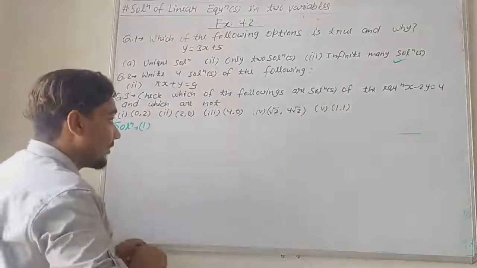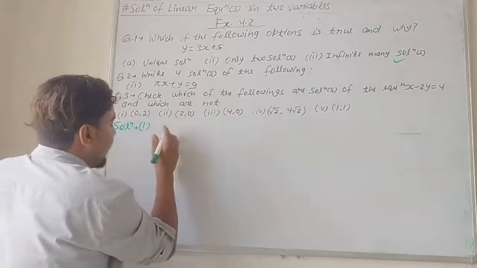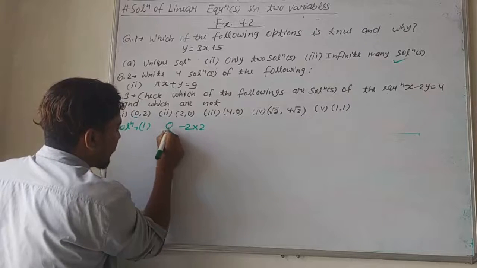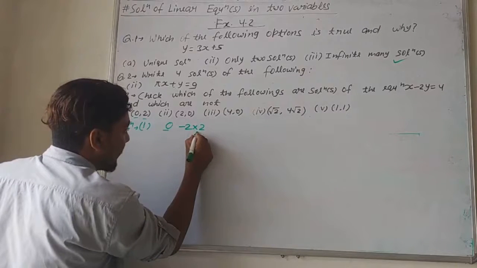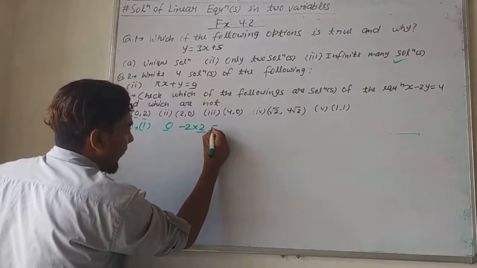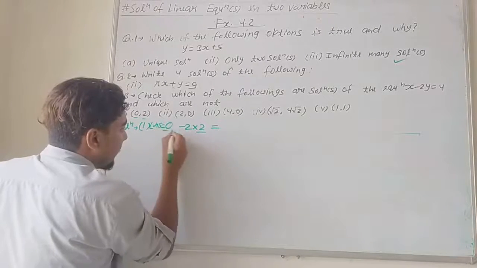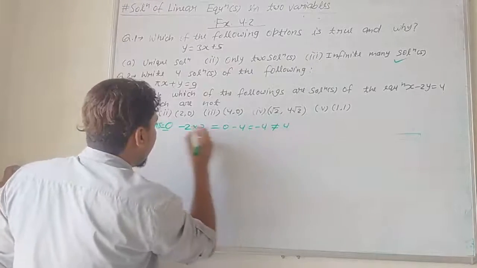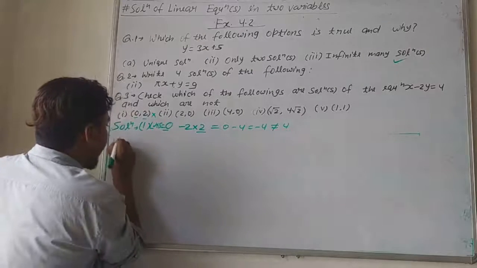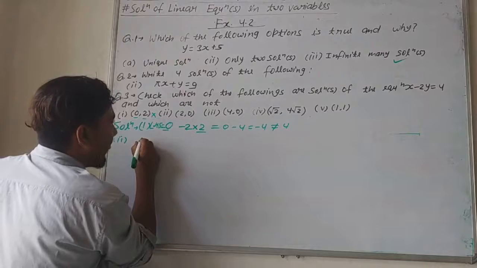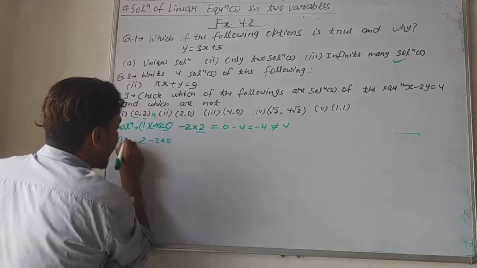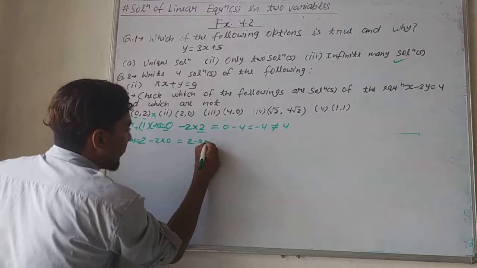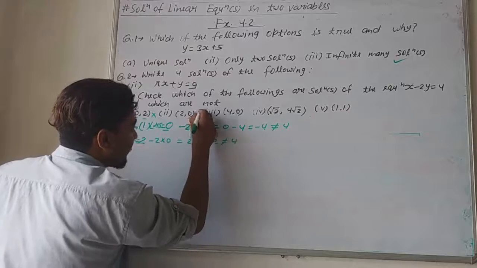Right? Now we solve. First of all we take (0, 2). We put x equal to 0 and y equal to 2 in the equation. LHS: 0 minus 4 equal to minus 4, which is not equal to 4. That's why this is not a solution. Second, (2, 0). LHS: 2 minus 2 into 0 equal to 2 minus 0 equal to 2, which is not equal to 4. This is also not a solution.